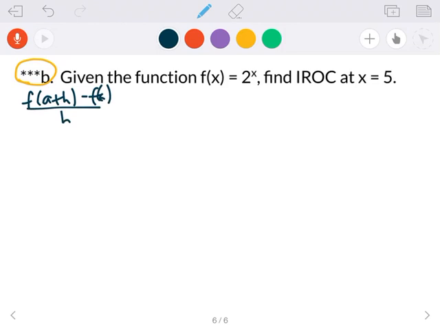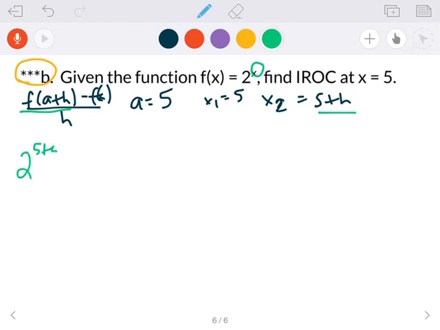In this case, since x equals 5, our a value is equal to 5, which means our x1 value is 5, our x2 value is 5 plus h. So f of a plus h means plug in 5 plus h into our expression. So we're going to get 2 to the 5 plus h.